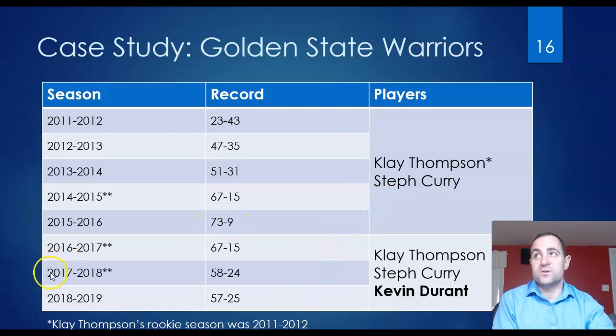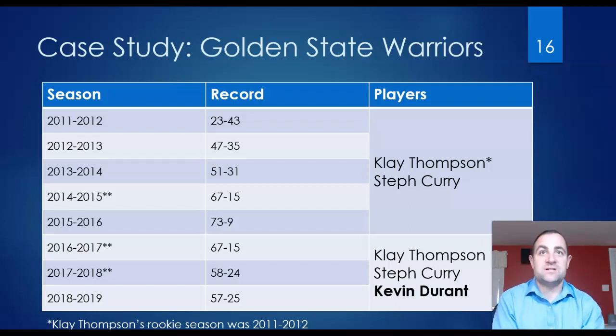During the 2016-17 season, their win total went down to 67, and then 58, and then 57 during the 3 years that the three of them were all playing together. So here you not only see the declining marginal product, you actually see the negative marginal product, where you see the wins going down.